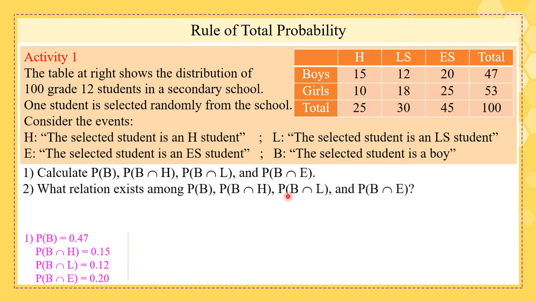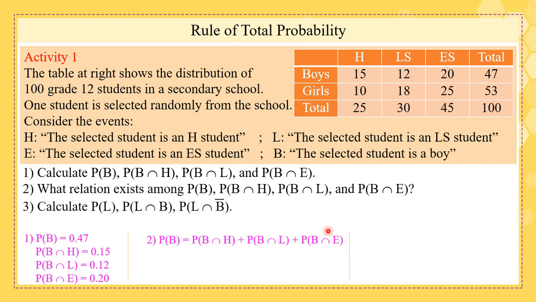Now the question is, what is the relation that exists among P of B, B intersection H, B intersection L, and B intersection E? Well, we have 47, we have 15, 12, and 20, and we can easily see that P of B is B intersection H plus B intersection L plus B intersection E. This is very logical because if we think about it, what is the probability of selecting a boy? It will be the probability of selecting a boy from the humanities section, or a boy from the LS section, or a boy from the ES section.